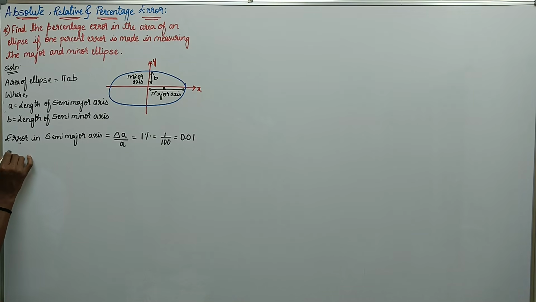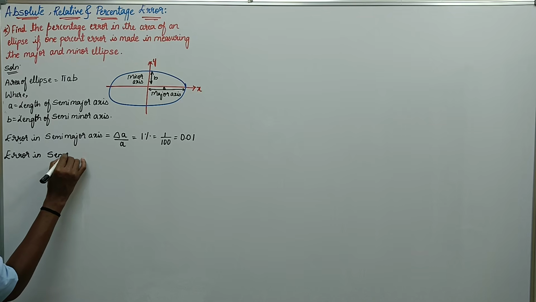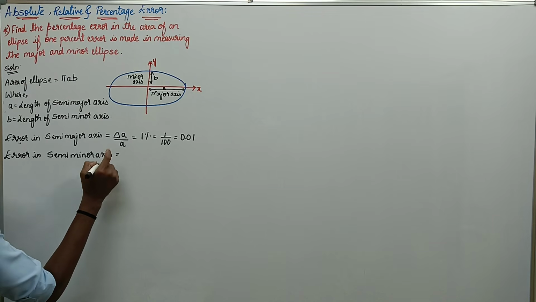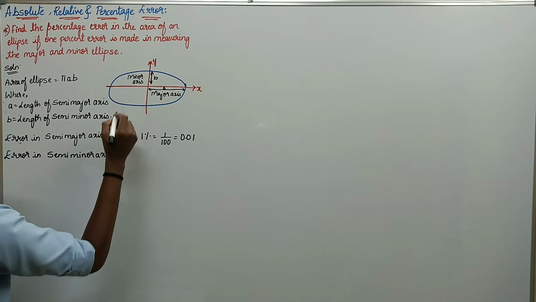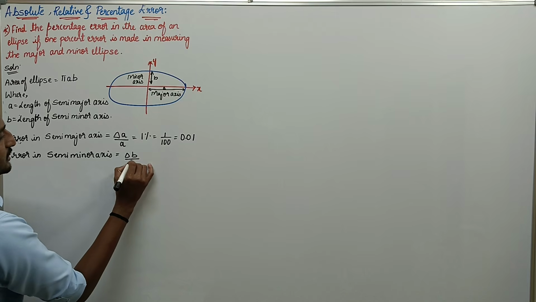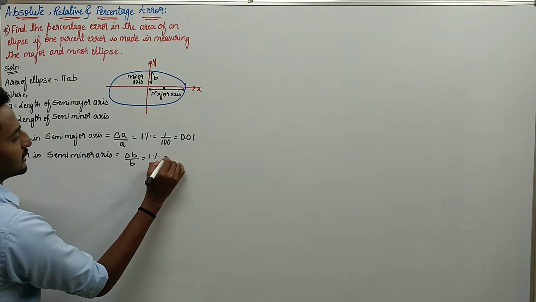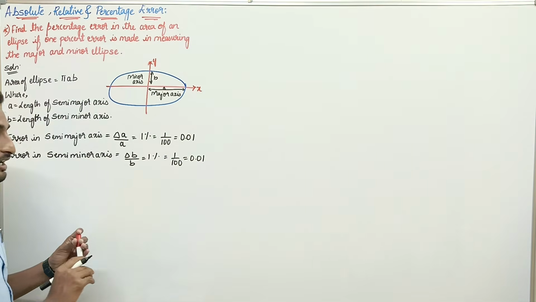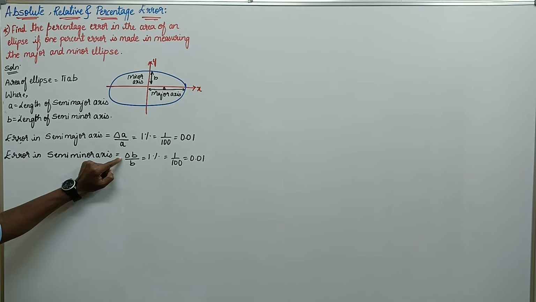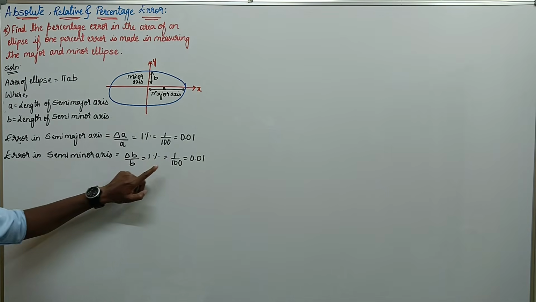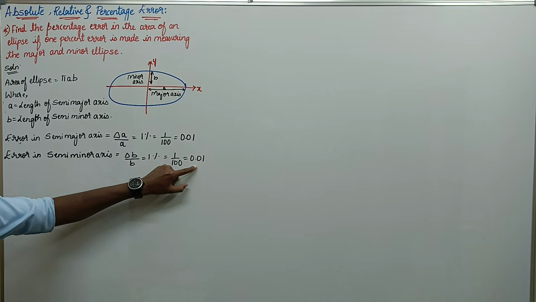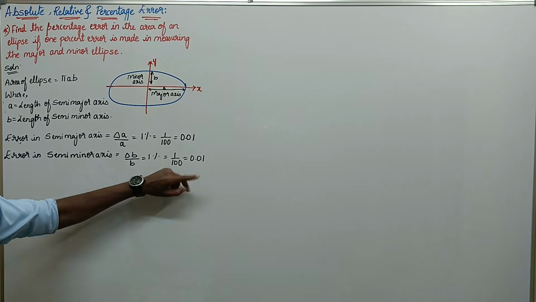Next, similarly, the error in the semi minor axis. Major is defined with respect to A, minor is defined with respect to B, which is equal to 1%, again 1 by 100, which is equal to 0.01. The value of del B is 1, the value of B is 100. If you simplify this, we call it the relative error. We substitute, and you get the relative error value 0.01.